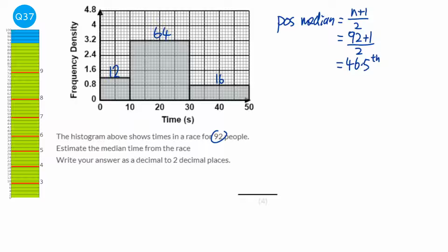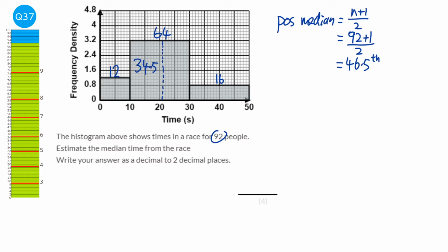Well, the first 12 are in the first bar here. The next 64 are in the next bar here. Now 46.5 would be in that group. And whereabouts is it going to be in that group? Well, what we're going to do is take away the 12, because they're in the first group, and it is 34.5th in that group. So if there's 64 in total, it will be about here. Okay, so the frequency will be 34.5, so there will be 34.5 of them in that group.